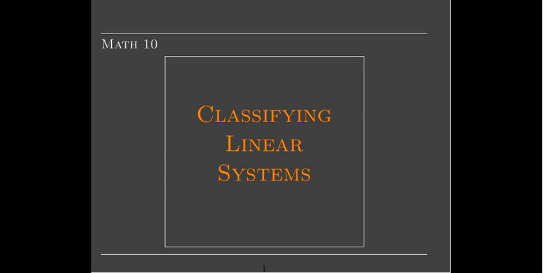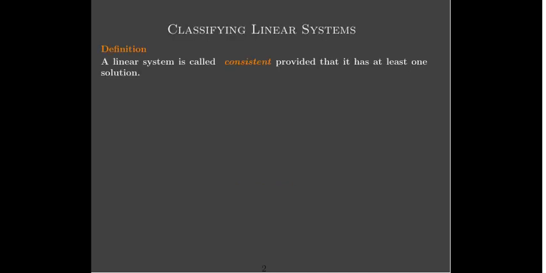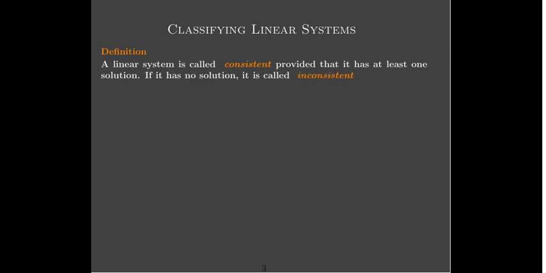In this short video, we're going to learn about different ways of describing or classifying linear systems. So first of all, we need to be able to distinguish between linear systems which have at least one solution or no solution. If there's at least one solution, we call the linear system consistent. On the other hand, if there's no solution, it's called inconsistent.